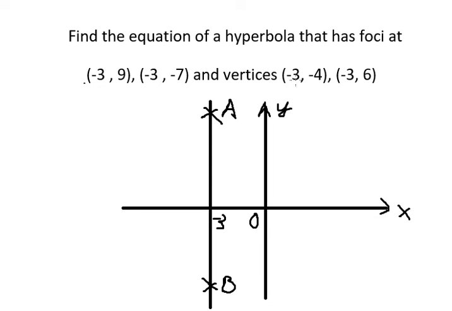About vertices, we have negative 3, negative 4, that should be in here. And this point should be in here. So if we graph the function, it would be like this.